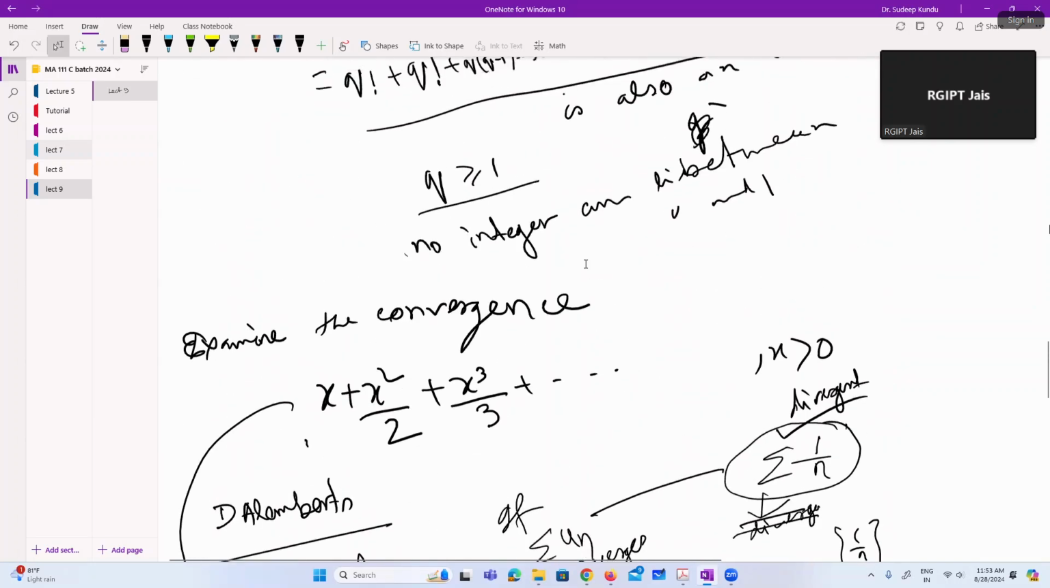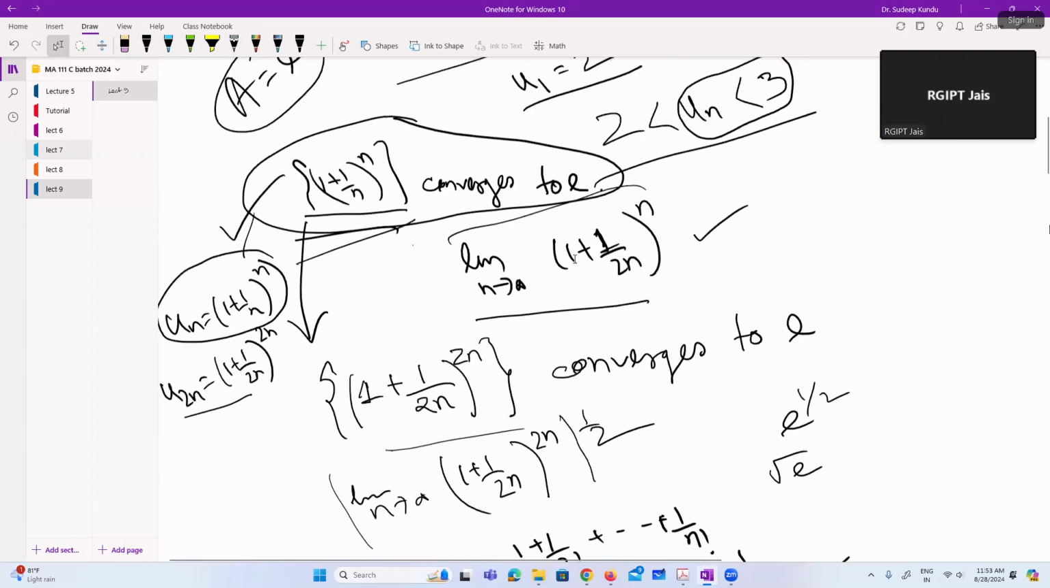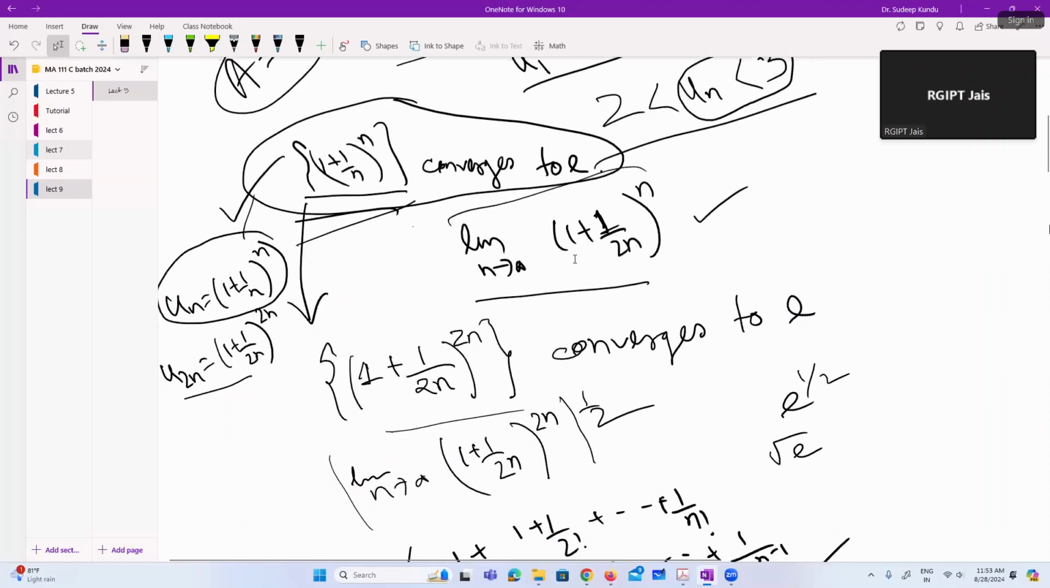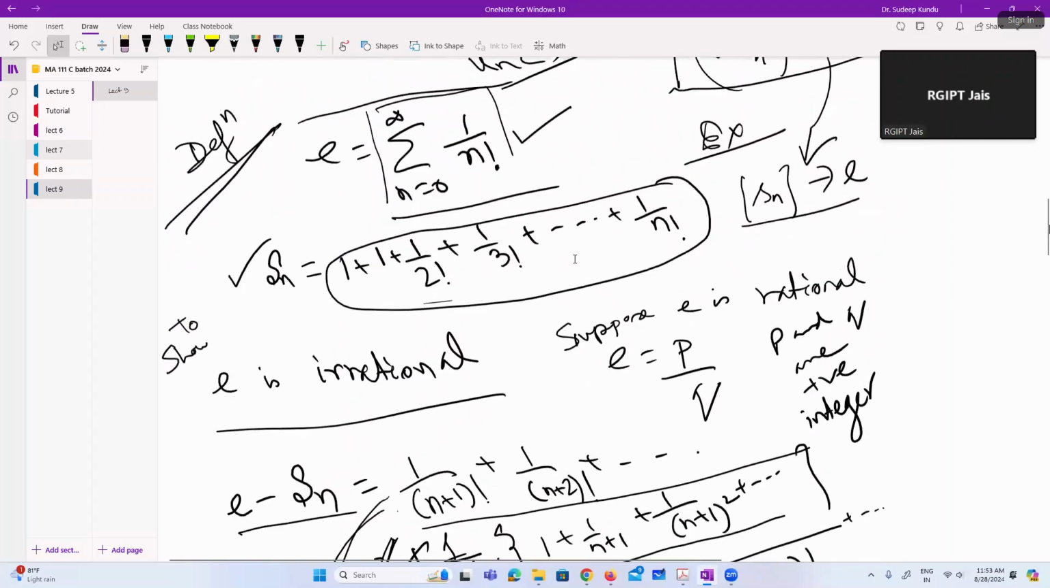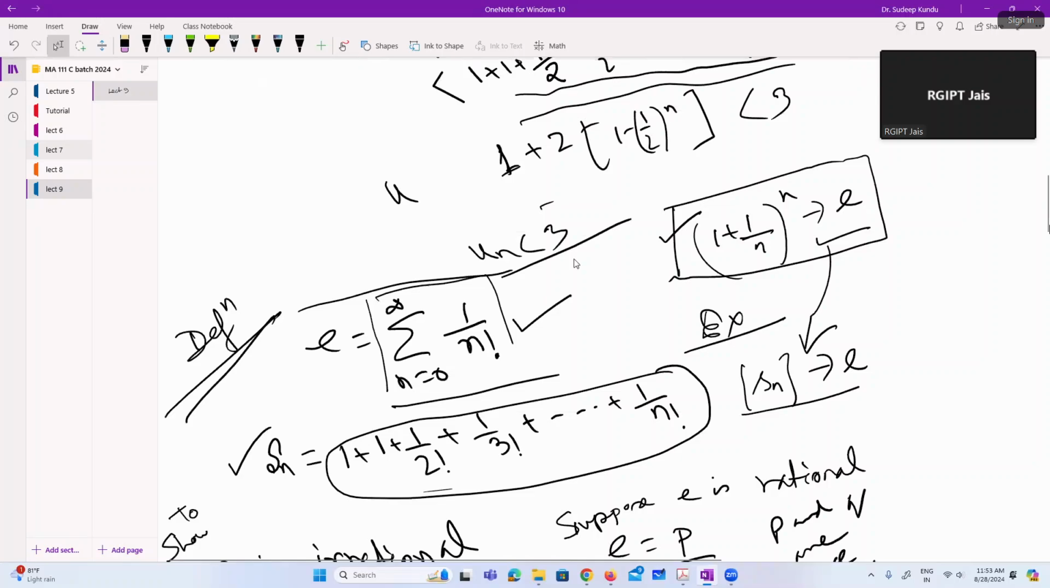So any difficulty till now? Please complete this one. This is your exercise: using this, show whether this sequence Sn will converge to e or not. Once you know that this sequence of partial sums Sn converges to e, the series summation of 1 by n factorial, n equals 0 to infinity, will also converge to e. Is it okay?